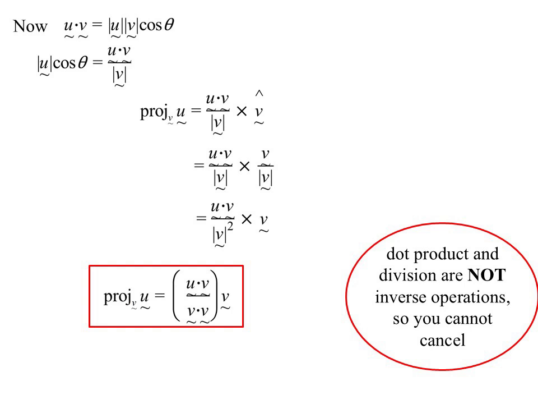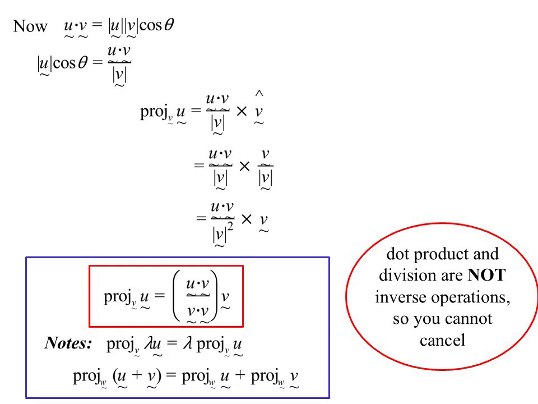I can't cancel. And just a couple of things, if you're playing around with projections: if you wanted to find the projection of some scalar times u, you could find the projection of u first, then multiply it by the scalar, or multiply it by the scalar first, then find the projection. That doesn't matter. And if you're going to add two vectors together, then find the projection, that would be the same as just projecting each of them individually and then adding the results.